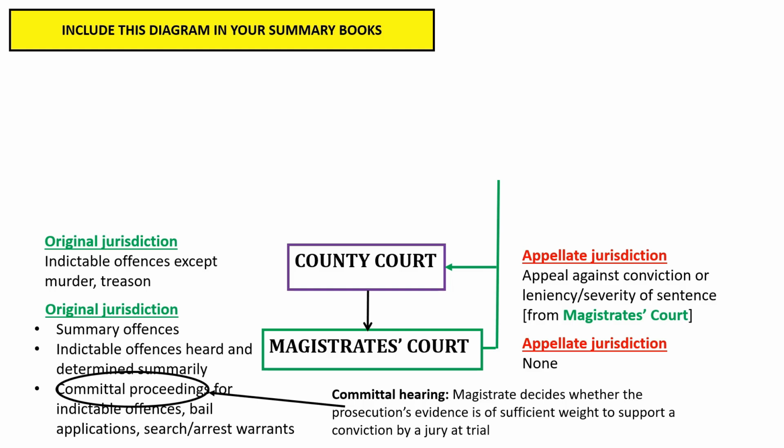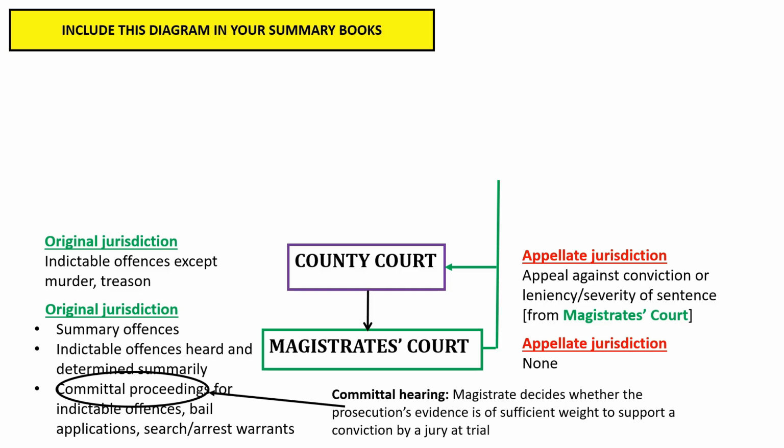The first ground on which a decision of the Magistrates' Court can be appealed to the County Court is where the accused appeals against their conviction in the Magistrates' Court. In such a case, the accused has been found guilty in the Magistrates' Court and is appealing to the County Court to have their conviction overturned on the basis that they should not have been found guilty, but instead they should have been found not guilty. The second ground on which a decision of the Magistrates' Court can be appealed to the County Court is where the prosecution appeals against the leniency of the sentence that the accused has received in the Magistrates' Court.